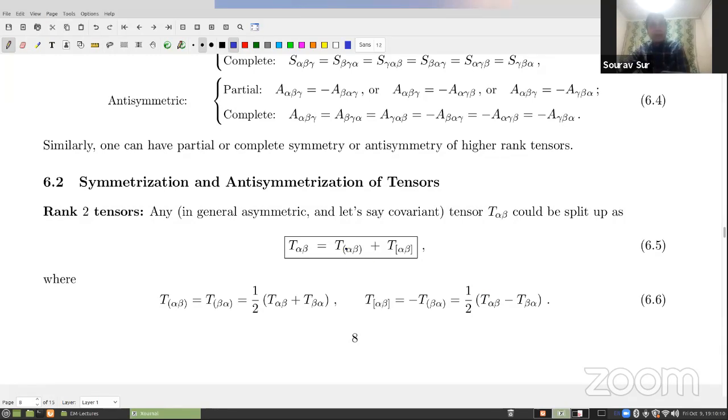The symmetric brackets are the ordinary curly brackets. The antisymmetric brackets are these square brackets. Antisymmetry would be denoted by this square bracket. This is known as antisymmetrization. And this is a bizarre property of only the rank 2 tensors. Higher rank tensors cannot have that. For higher rank tensors, a given tensor cannot be split into a totally symmetrized part and a totally antisymmetrized part. Only rank 2 tensors could be split.